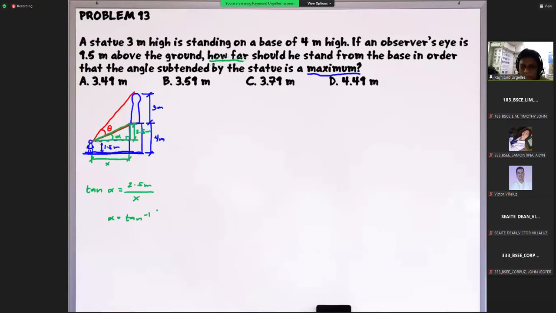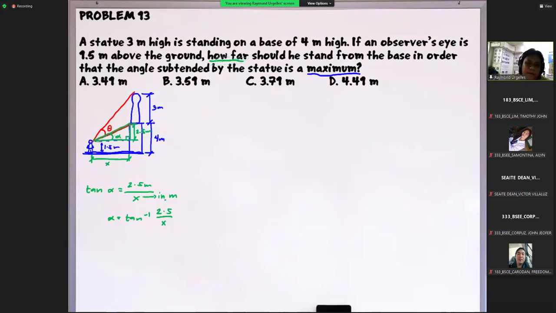Okay? So since hindi ko na sinama dito yung unit natin, ibig sabihin yung x natin should be in meters. Okay. So this should be in meters, para mag-cancel yung unit natin. Okay, so again, this is divided by x.